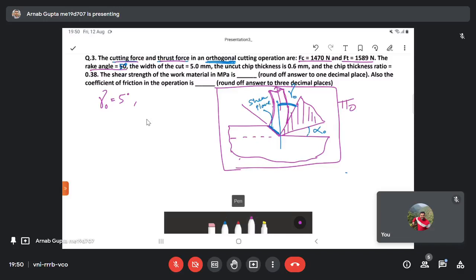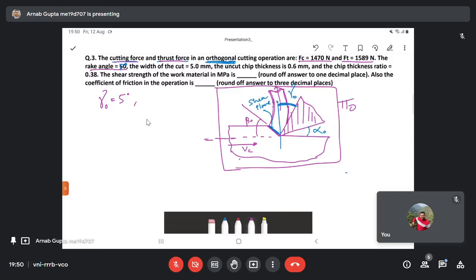And the angle that the shear plane makes with the cutting velocity direction is called beta naught, or shear angle, shear plane angle. You can call it shear plane angle. That is beta naught. Okay.